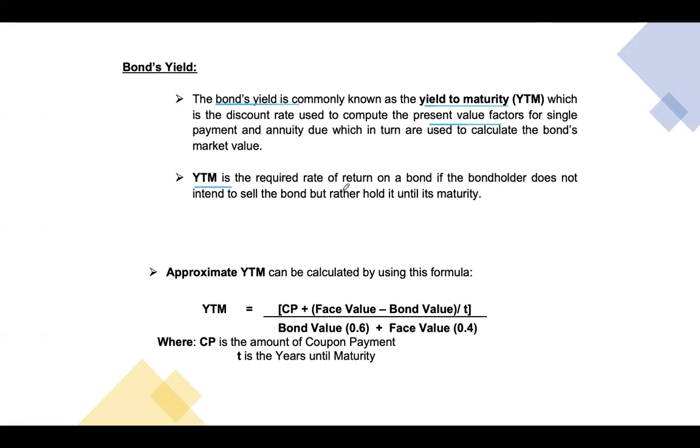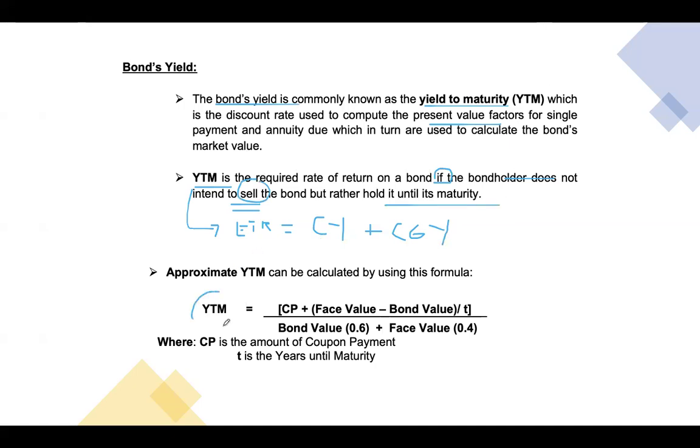YTM is the required rate of return on the bond if the bondholder does not intend to sell the bond. While the expected total return, which we are going to discuss later, equivalent to current yield plus capital gains yield, will be the formula in case the bondholder will sell the bond prior to its maturity.